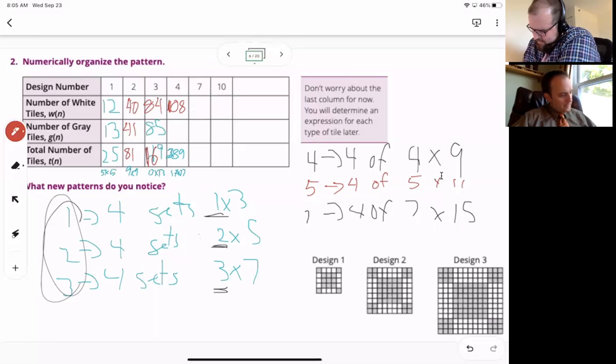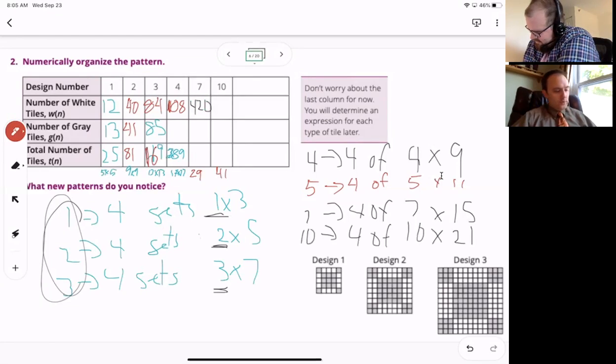So 2 times 4 is 8 plus 1 is 9. 3 times 4 is 12 plus 1 is 13. Like it. So for 10, it's 4 sets of 10 by double plus 1, 21. Cool. That one's easier to figure out. Okay. So now we need to fill in the numbers. So you said for 7, it was 420. Yep. And then that's 210 and 4 of those, so that's 840. I agree.